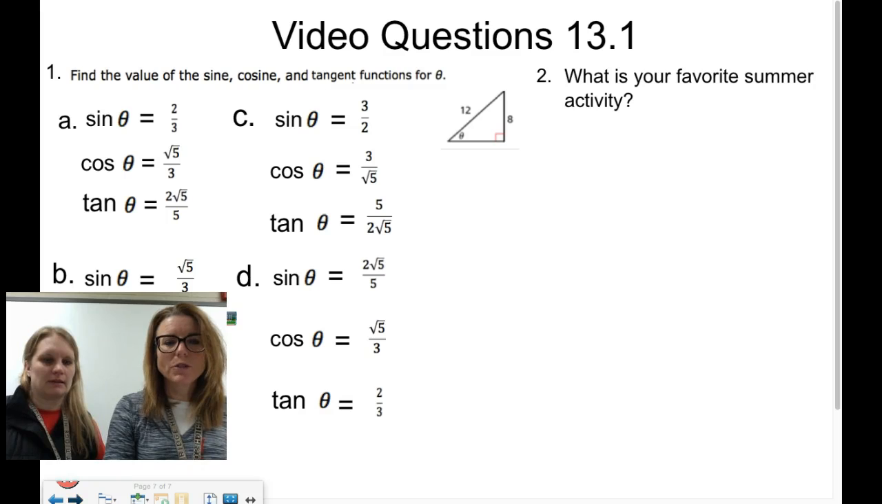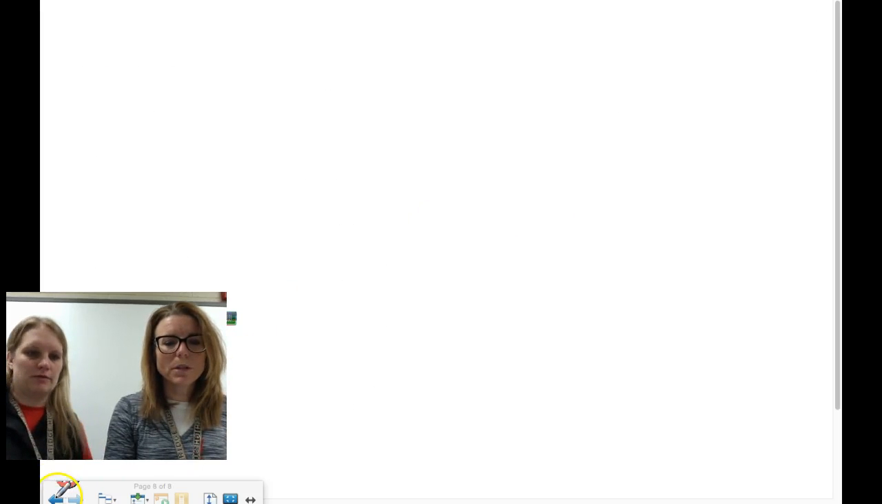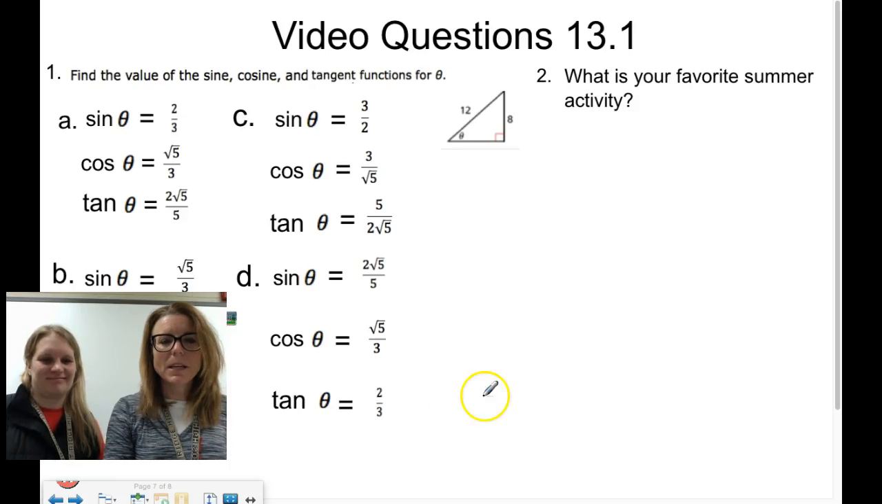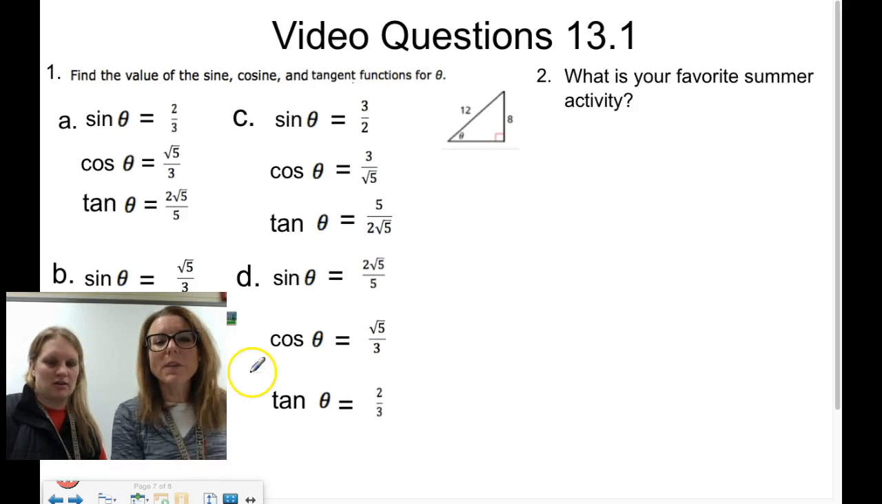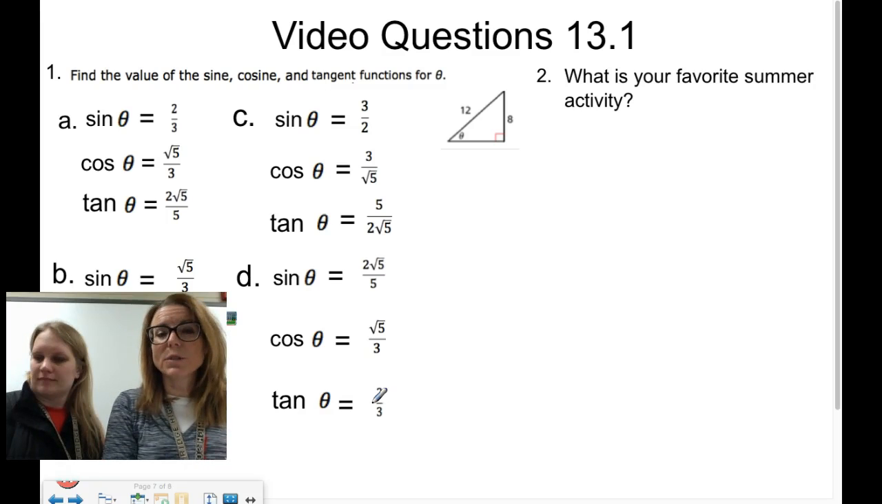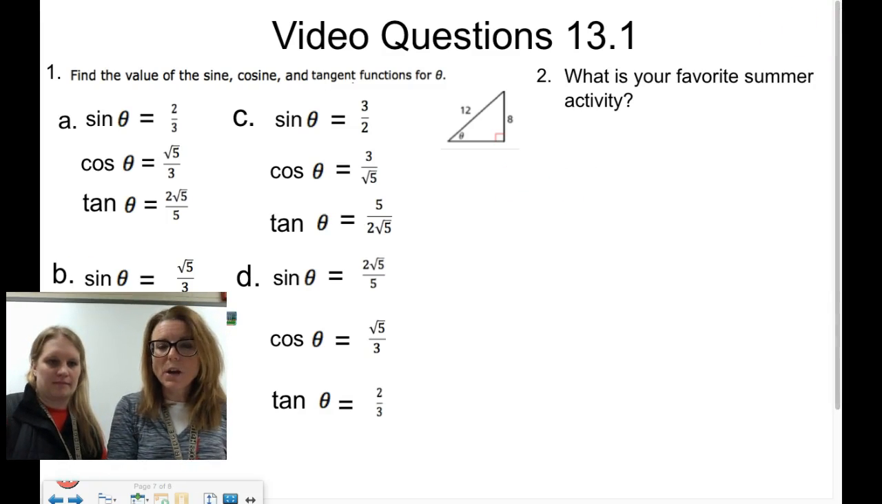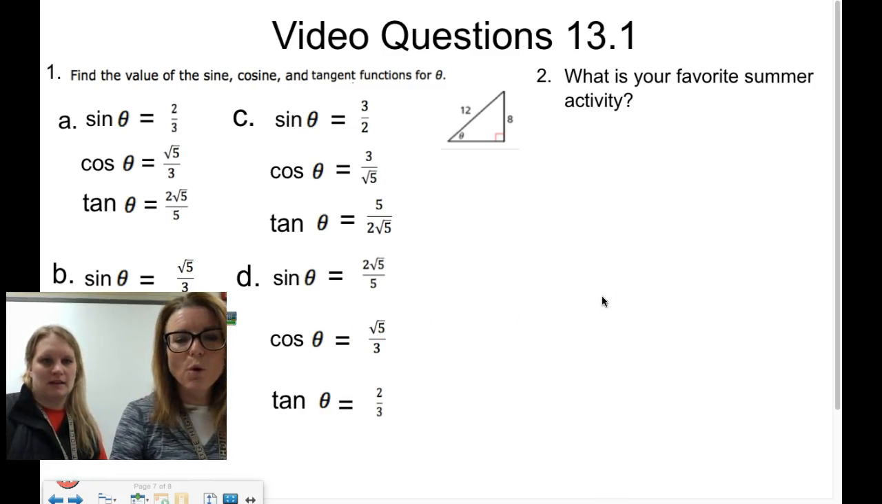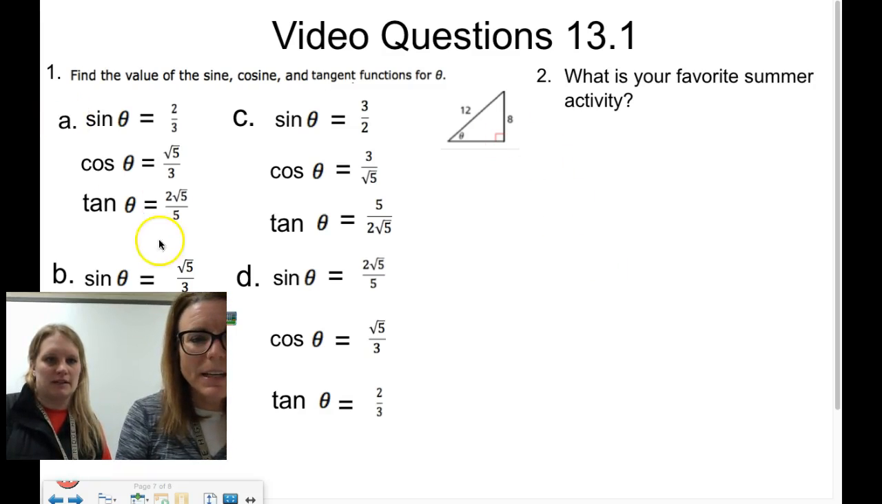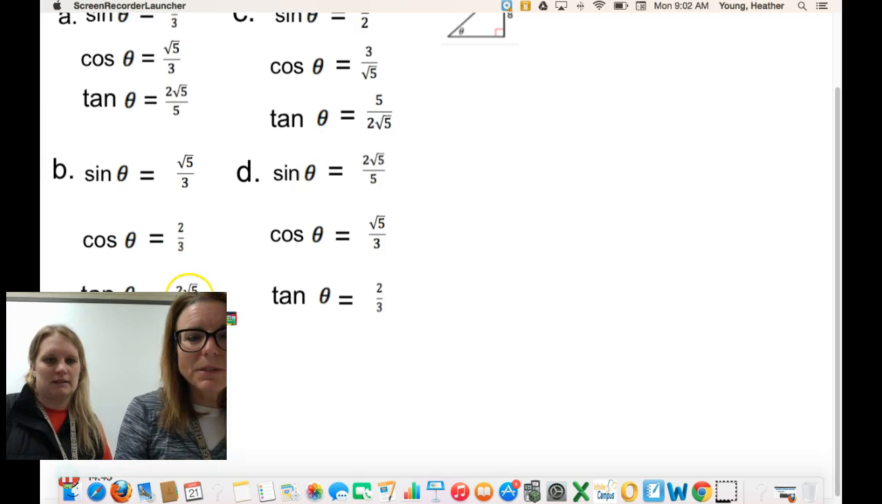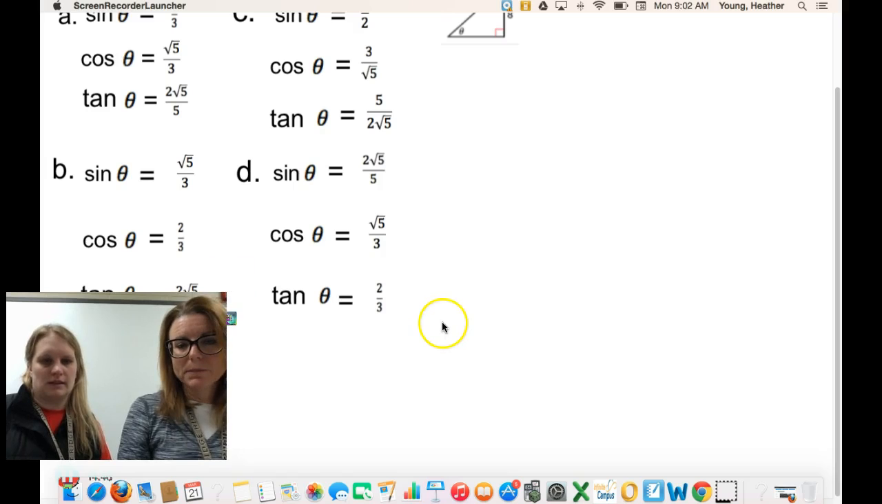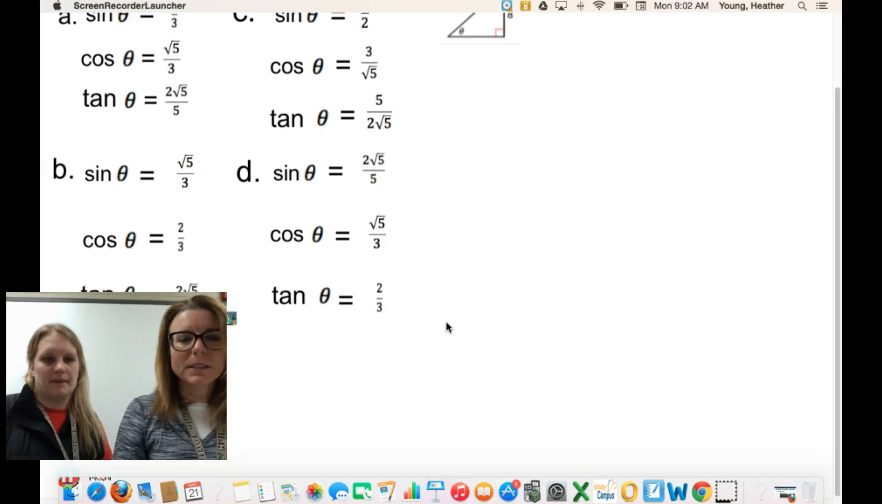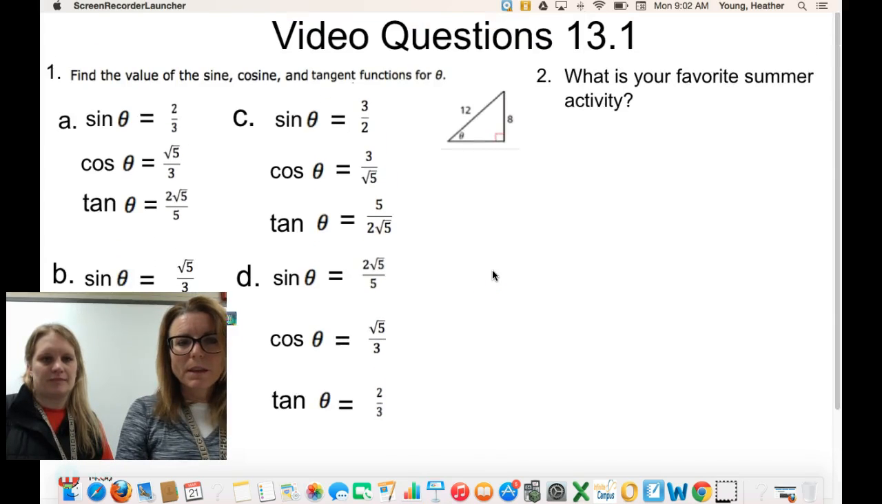And so the video questions are right here. Find the value of sine, cosine, and tangent functions for that triangle. And then we're going to have to scroll. Now can you see them all? We'll do our best. But this part B says tangent of theta is 2 root 5 over 5. That's the best I could do to get it all in. But I think you can all see that. You can go back and forth if you need to.